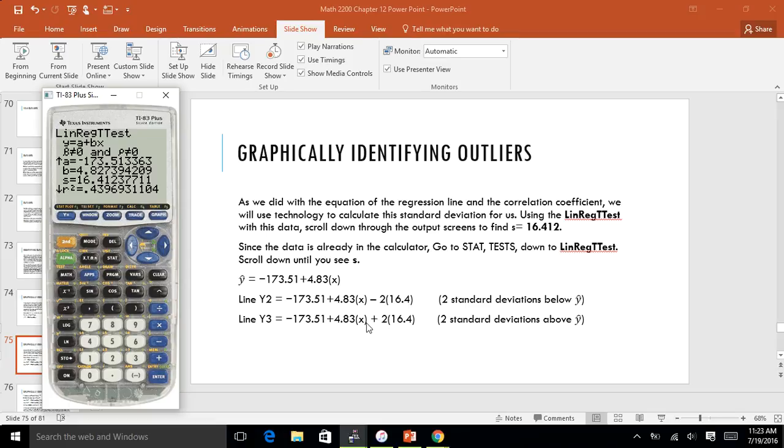And then I'm going to do it again. Here's the line of best fit plus 2 times 16.4. Okay, so I'm going to go back to Y, and for Y2, I'm going to put negative 17.51. Oops, it does it again. Let me do that. 0.51 plus 4.83x minus 2 times 16.4.